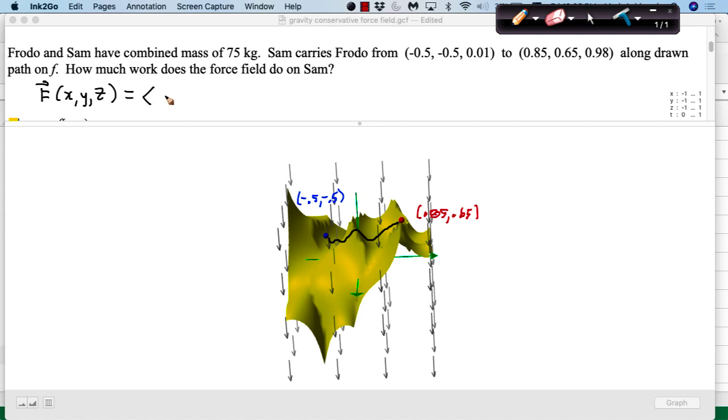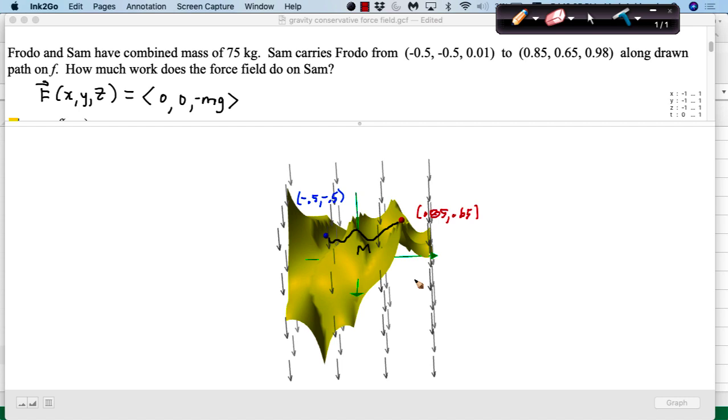And assuming, which would be 0, 0, what's the force of gravity? If g is... so the gravity field is 0, 0, minus mg. Force of gravity is m times g. And so the question is, along the path, call it path M for Mordor, along the path M, how much work does the force field do on Sam?